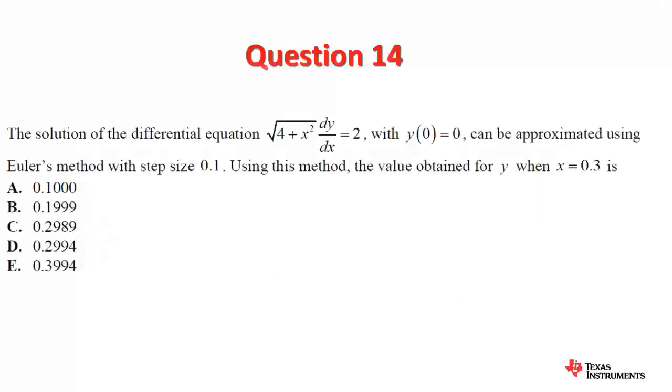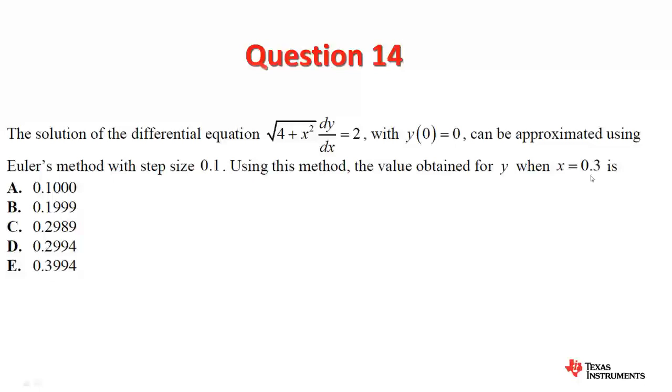Moving on, let's go to question 14. So we've now got an Euler's method question over here. This is very similar to 2001's exam 1, question 17, which exactly 50% of students got correct. So we want the solution of the differential equation square root of 4 plus x squared dy dx equals 2 with x equals 0 and y equals 0. And we want to use Euler's method to solve it using a step size of 0.1 to get to x equals 0.3.